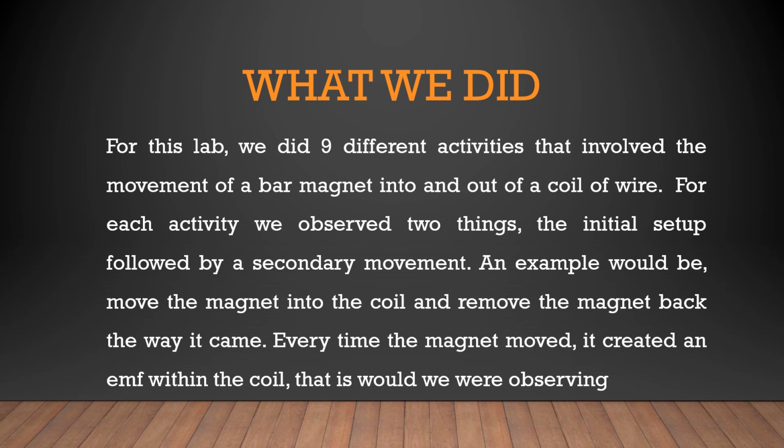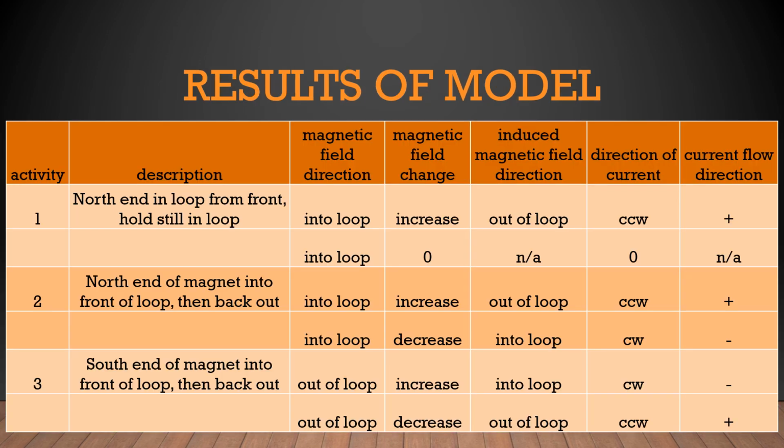An example would be like moving the magnet into the coil. That was your initial setup movement, and then the secondary movement would be removing the magnet back out the way it came. That's just an example. Every time the magnet moved, it created an EMF within the coil, and that's the kind of thing that we were looking for. Since there were 9 different activities, for the sake of space, I've split them into groups of 3. So this is the first group of 3.